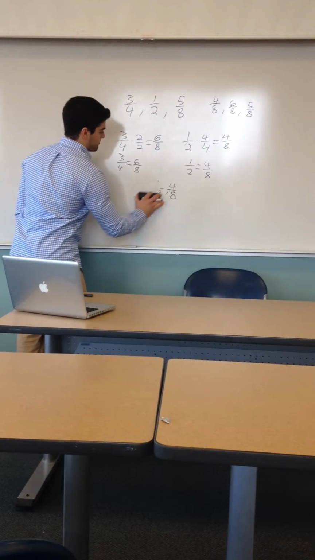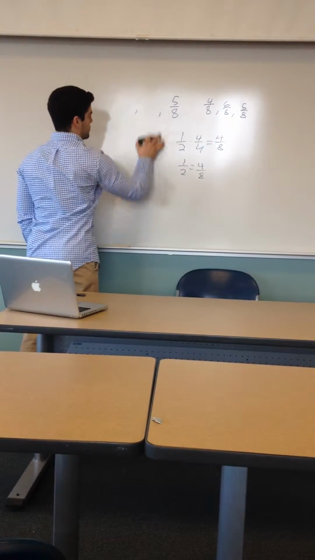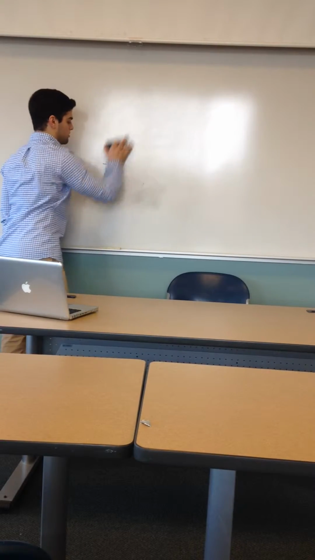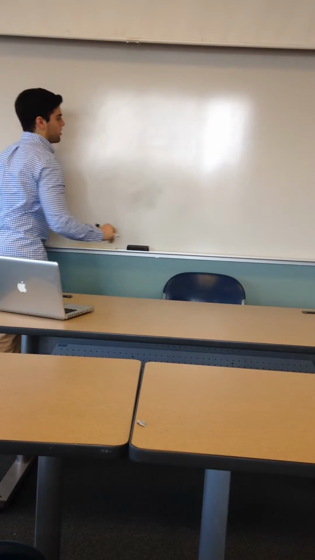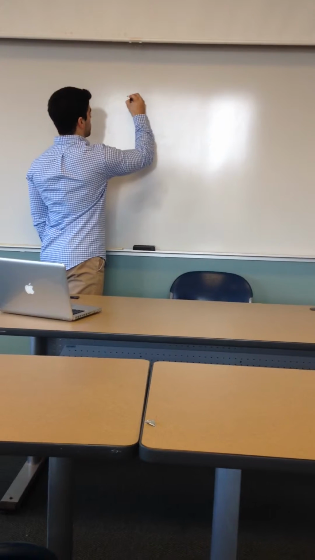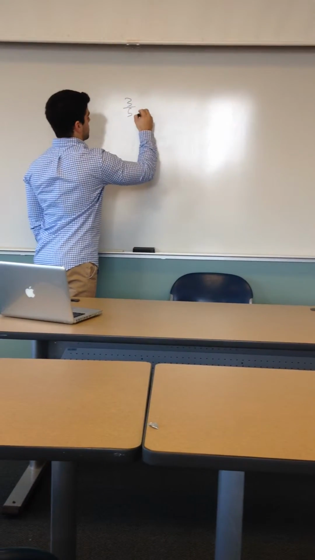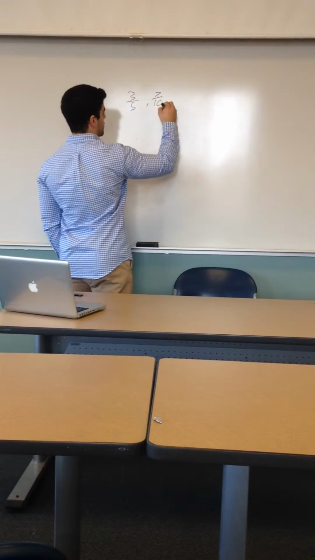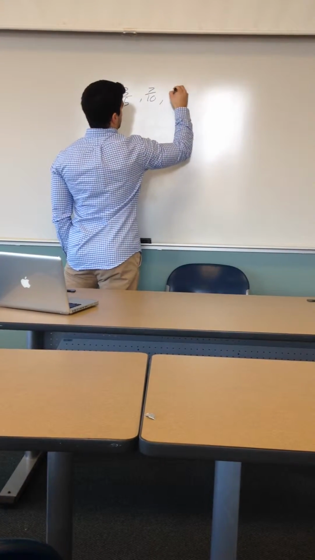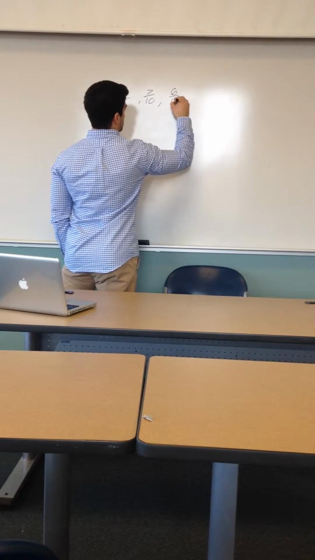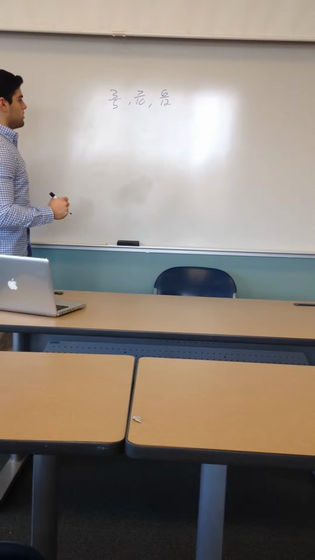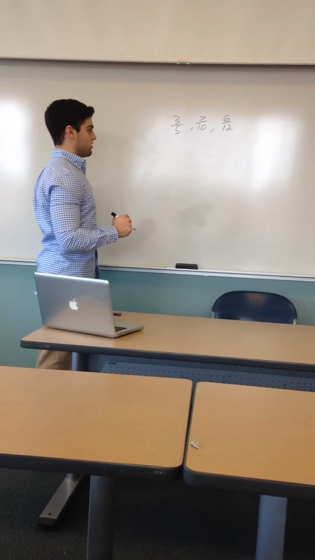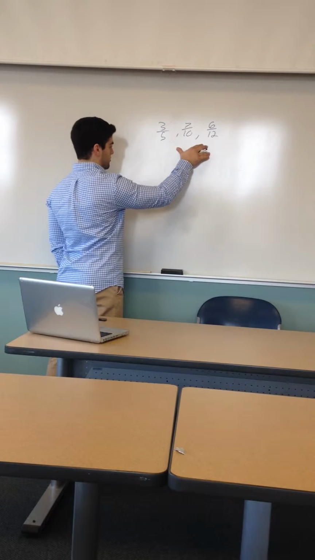We're going to do one more problem so you guys get the hang of it. And then after this problem, I'm going to do a worksheet on these kinds of fractions. So 3/5, 7/10, and 6/12. So what we're going to have to do is get them to all have the same denominator.